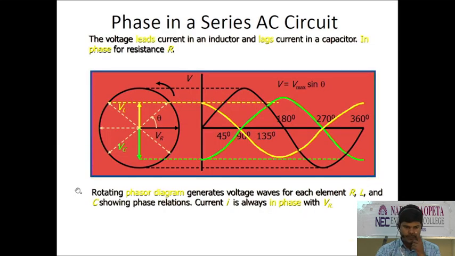Series form. In a series AC circuit, voltage leads current in the inductor, and current leads voltage in the capacitor. In case of resistance, voltage and current are in phase. So if you take a three-phase supply, we have phase shifts of 120 degrees, 120 degrees and 120 degrees.